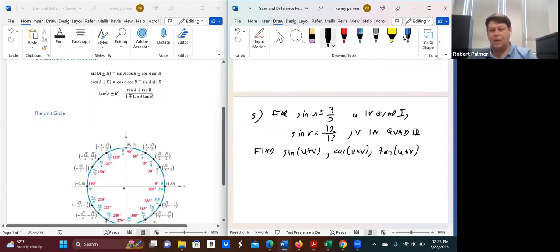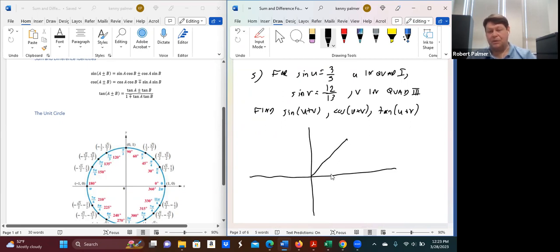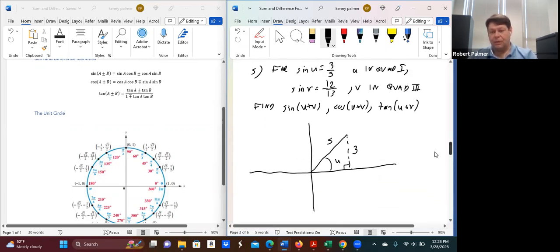Okay. Now, first off, the best thing to do is just draw a picture of this. So our angle u is somewhere in quadrant 1. We know that. Let's say it's right here. We don't know exactly where. But we know that the sine is 3/5. Remember, sine is in terms of x, y, and r coordinates, where r is the distance from the origin. Sine is y over r. So this is the same as 3/5. And so this is, let me call this x1.